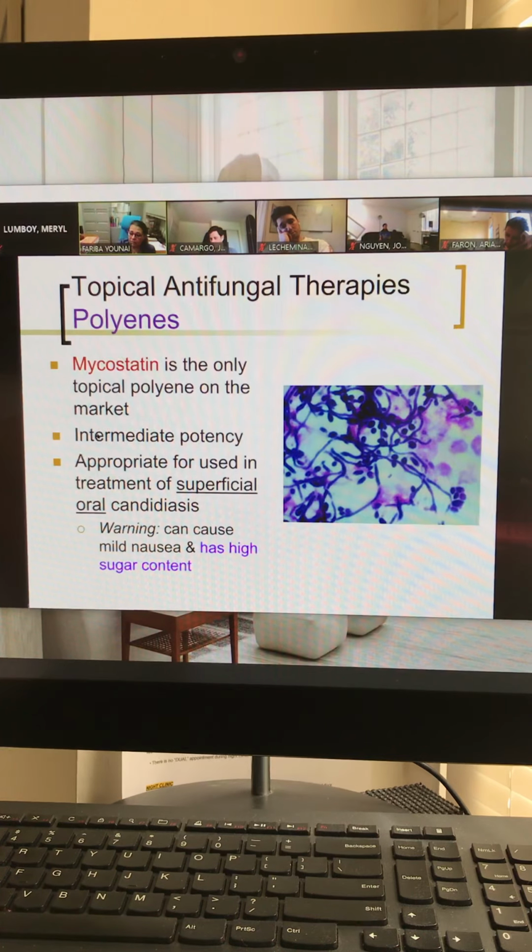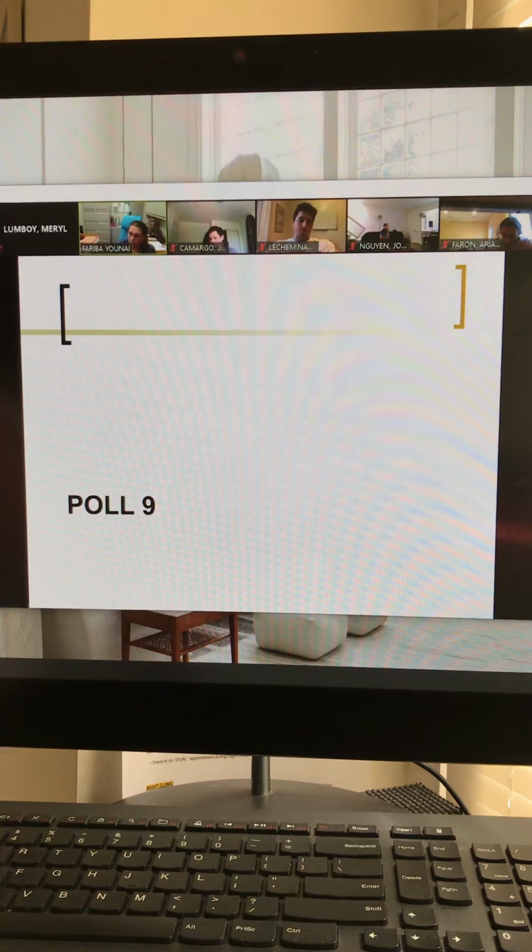In terms of the effectiveness, of course, I remind you that mycostatin is a good topical agent, but it does have a high sugar content. So if somebody with dry mouth, especially if you feel that they're going to have to keep taking it for a while, maybe giving something with high sugar content is not such a great idea. I'm going to do one last poll related to this case.